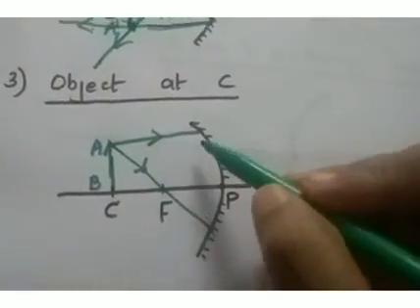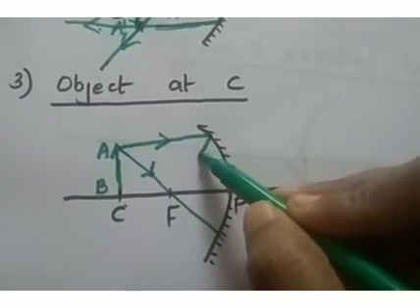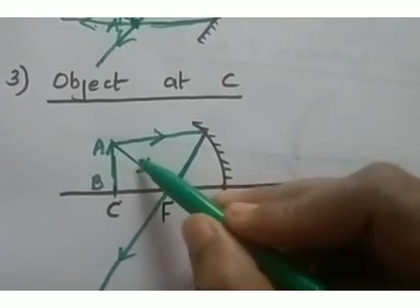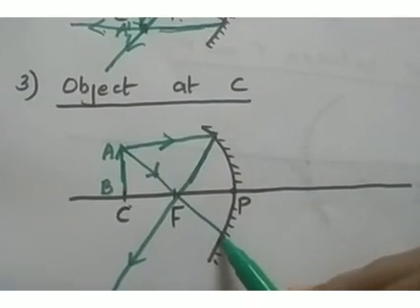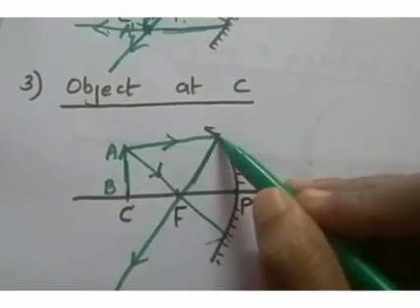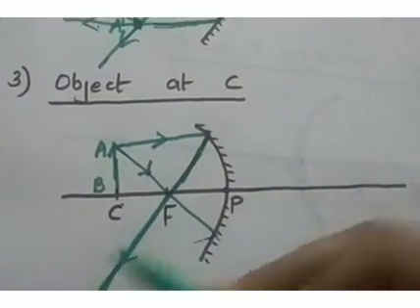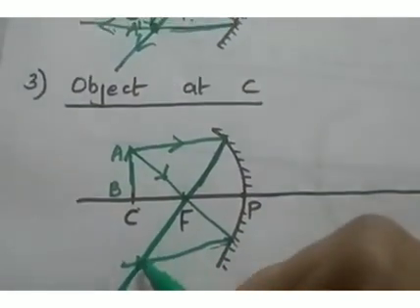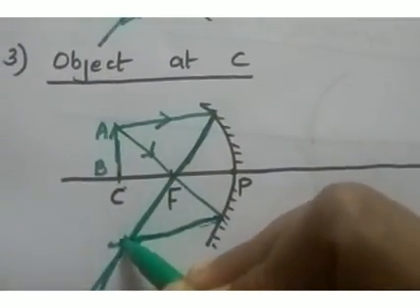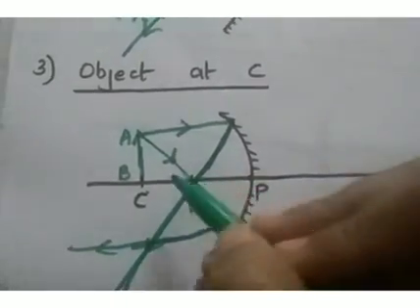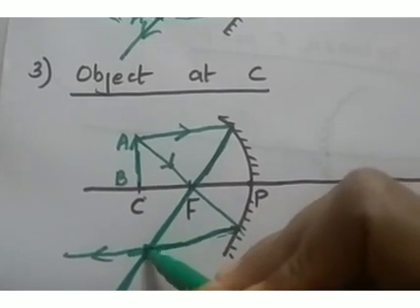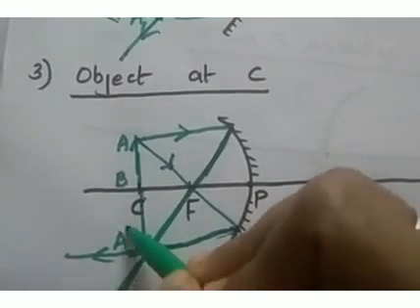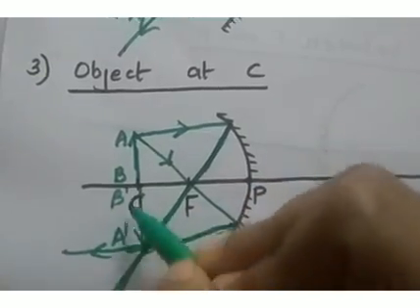Okay. Now apply the rule. Parallel ray, after reflection it will pass through focus, and this ray passing through focus, after reflection it will be parallel to the principal axis, isn't it? Let me once again draw this. See, it is parallel to the principal axis. Okay, and where is the image? This is the point of intersection, so here you will get the image, and the image will be a real image, so it will be inverted one, and the image is A dash B dash.